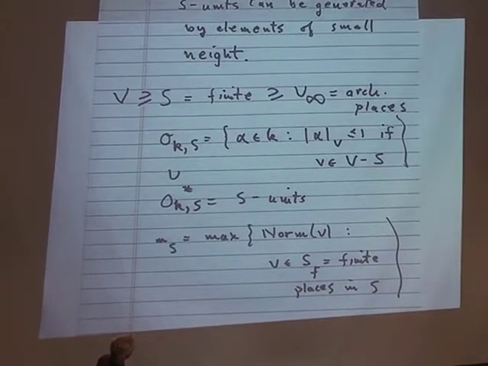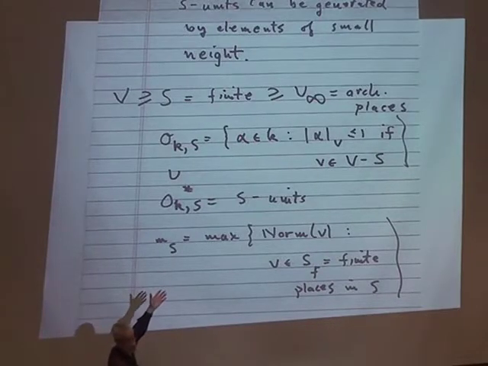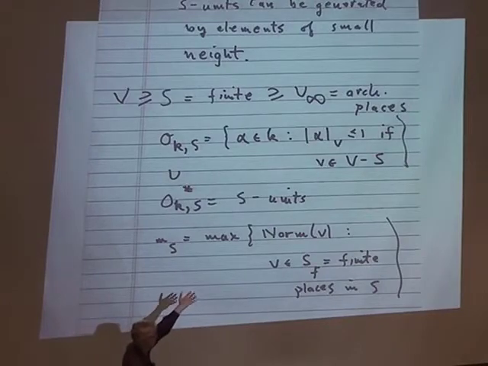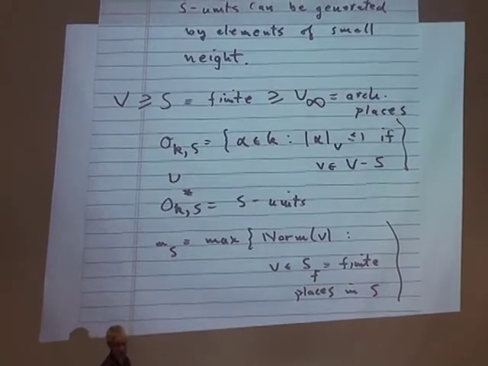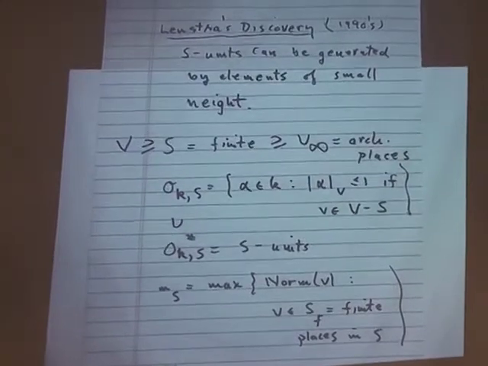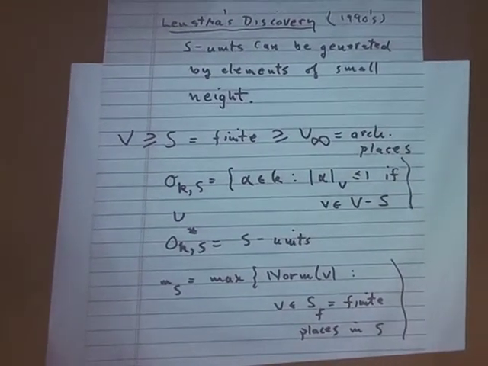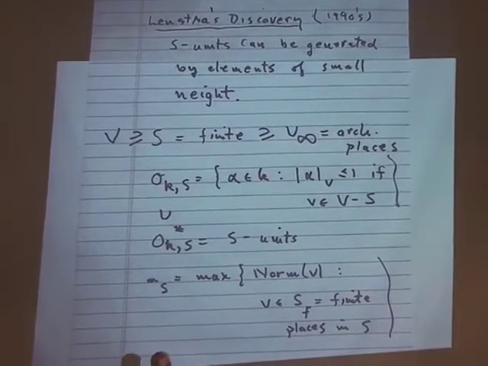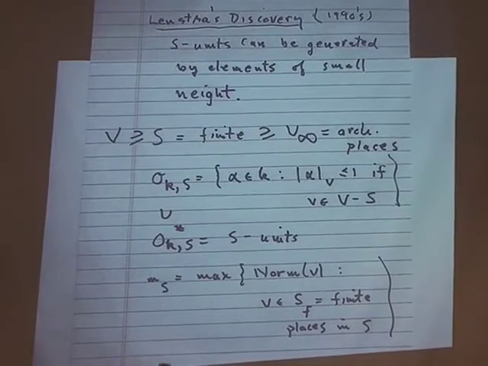Now, you need some measure of how large. We need to measure how big the primes are, the finite places that you're putting into this set S. If you're going to talk about S units, certainly the maximum of the norms of the finite places in S is going to intervene in how big you have to make a set of generators. So the norm of a finite place is just the size of the residue field of the prime ideal that's associated with that place.